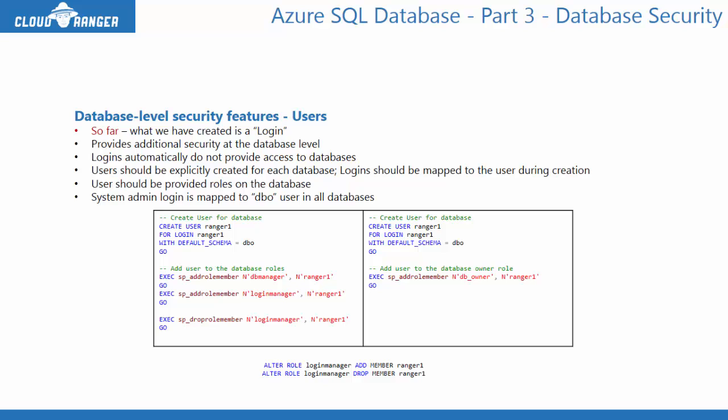There's a big reason Azure SQL Database is done like that, and I'll come to that in a bit. But you have to remember, there's a login and there's a user. Login is at the server level, user is at the database level. A user should be provided roles on the database. Just creating that user and mapping to a login for the database is not going to work. You need to provide it some roles. And the system admin login is mapped to the DBO user in all databases. Just hold on to that thought. Once we have done some mapping, created a login and created a user, I'll come back to what it means that the system admin login is mapped to the DBO user in all databases.